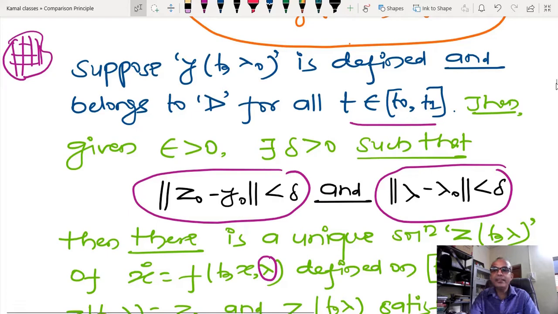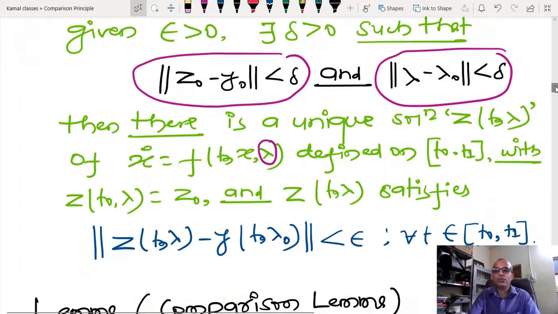Then we can say that there exists a unique solution z(t, lambda), which is obviously not equal to y(t, lambda_0). There always exists some kind of difference.